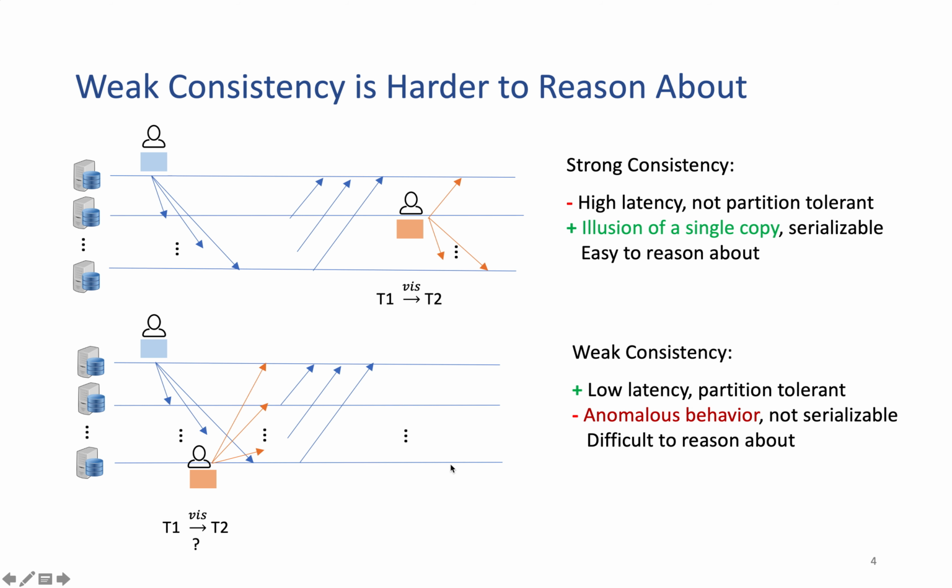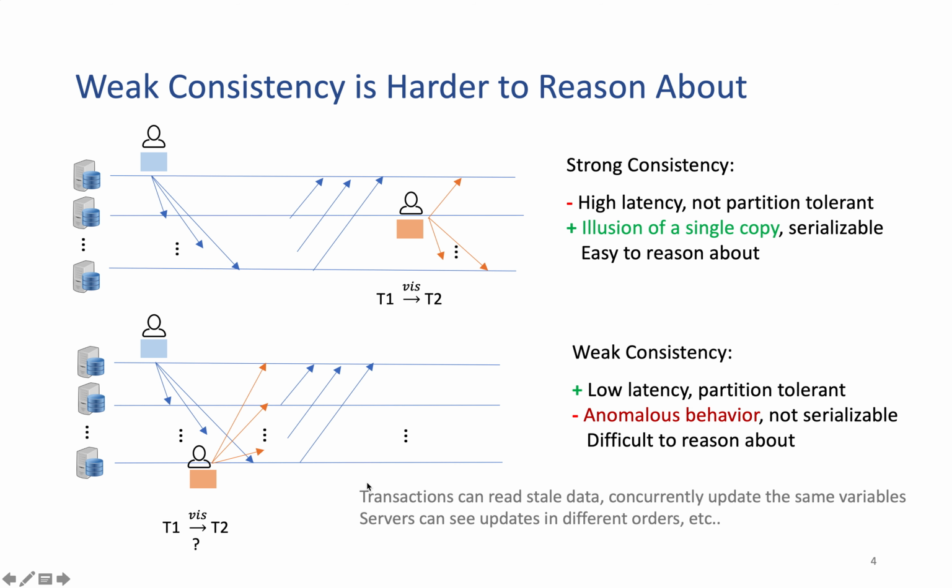With weak consistency, we have a larger set of allowed program behaviors. We have anomalous, non-serializable behaviors. And depending on the consistency model, the transactions can read stale data. For example, here, T2 may or may not see the effects of T1. Transactions may concurrently update the same set of variables, or for the concurrent updates, servers can see them in different orders, and so on.